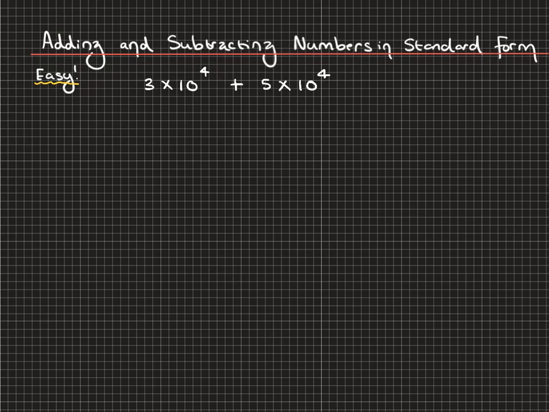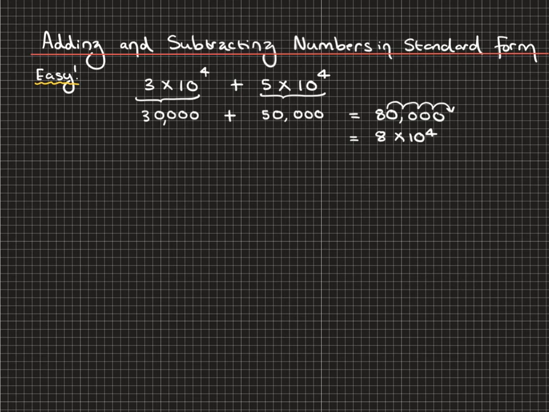Well, there are multiple ways in which I could have a think about this. I could write these out in ordinary form. So 3 times 10 to the 4 is 3 and 4 zeros, 30,000. 5 times 10 to the 4 is 5 and 4 zeros, 50,000. If I add together 30,000 and 50,000, I of course get an answer of 80,000. But if I want to write that in standard form, well, of course I can do that quite easily. It's 8 times 10 to the power 4. 1, 2, 3, 4. Think about your previous lesson.